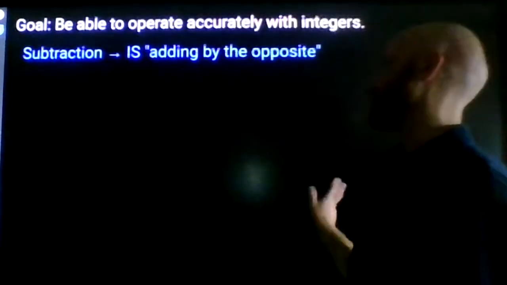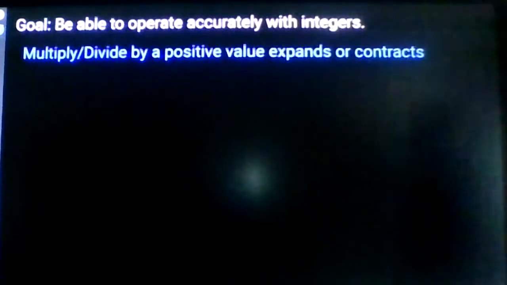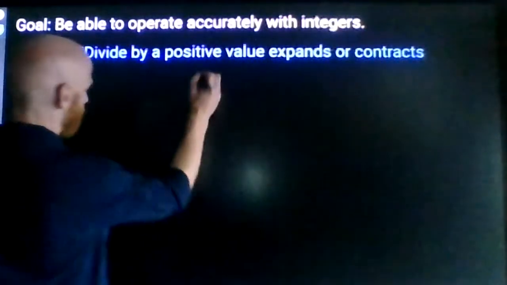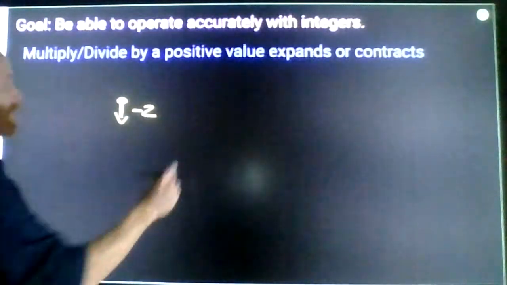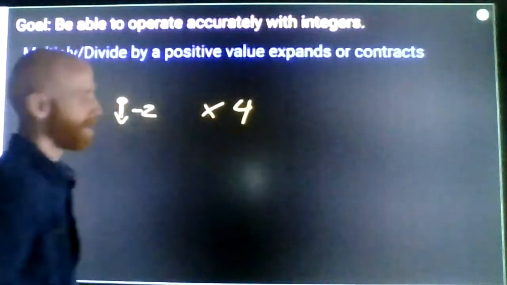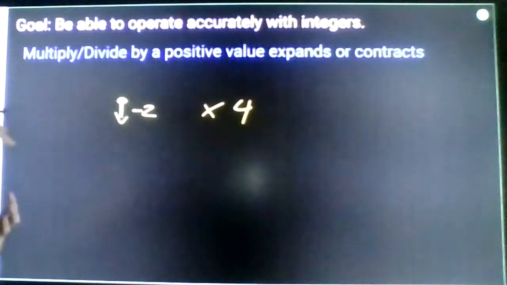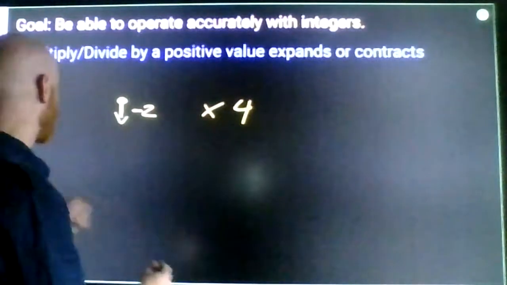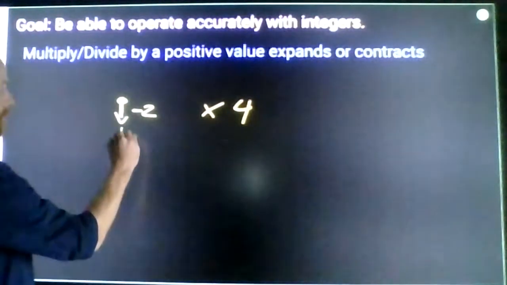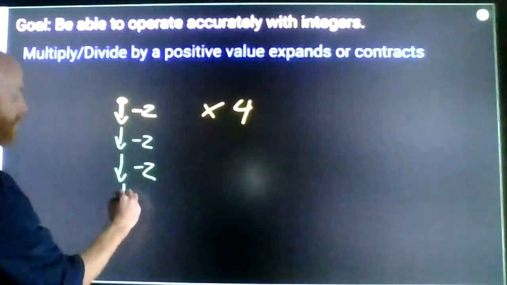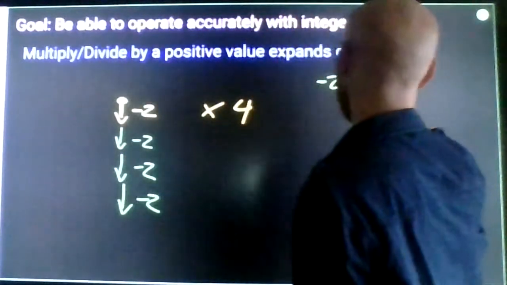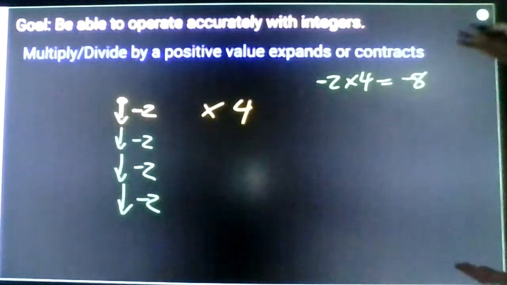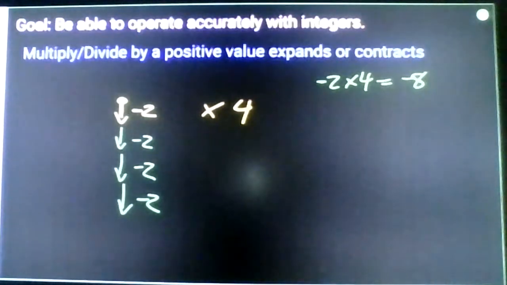Multiplication and division. What is actually happening when you multiply by a positive value is this. If I start with, I went down two flights of steps, and I did that four times. Okay, I'm expanding on what has already happened. I went down two flights of steps four times. One, two, three, four. Ultimately, negative two times four is negative eight. Right, I expanded what was already happening.